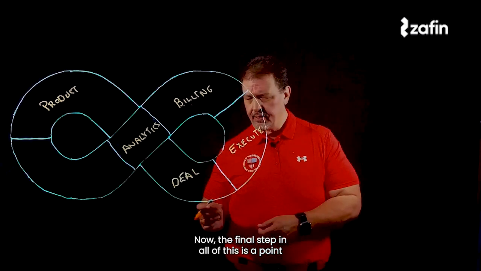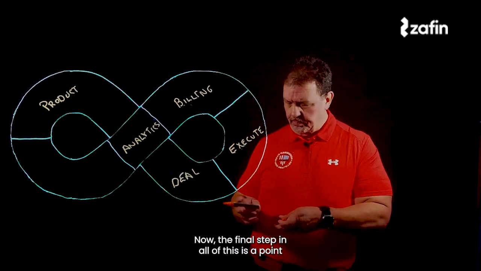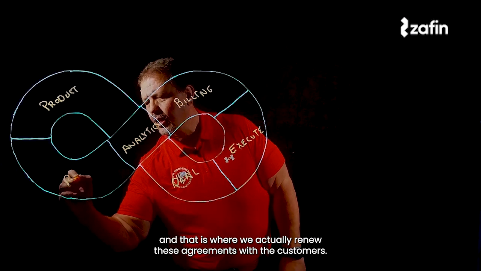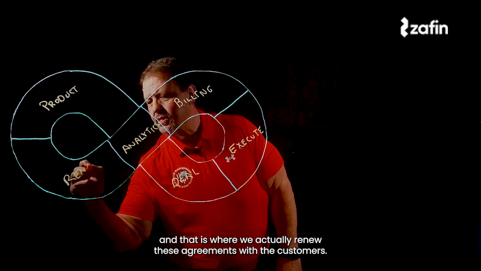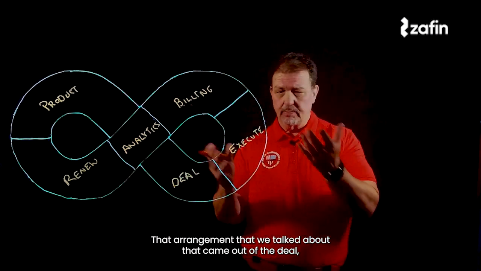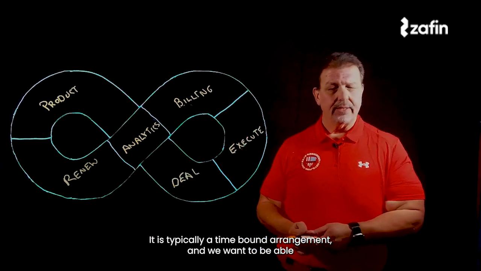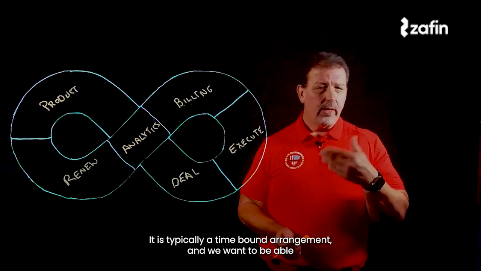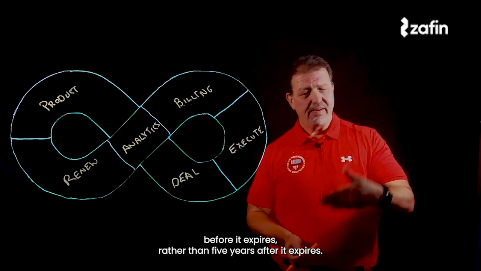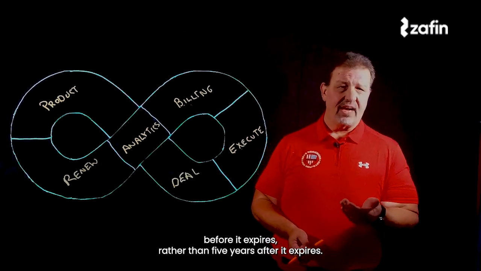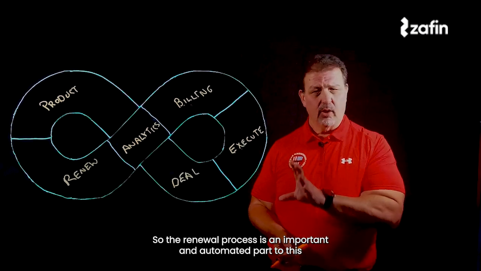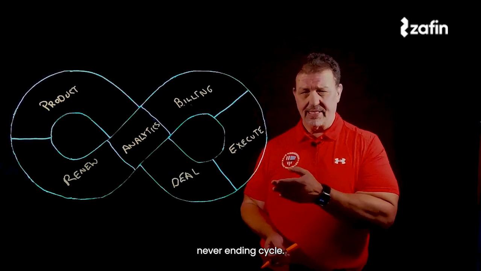Now, the final step in all of this is a point that's a hole in many banks today, and that's where we actually renew these agreements with the customers. That arrangement that we talked about that came out of the deal, it's typically a time-bound arrangement, and we want to be able to let the sales team know, hey, it's time to renew this deal before it expires rather than 5 years after it expires. So the renewal process is an important and automated part to this never-ending cycle.